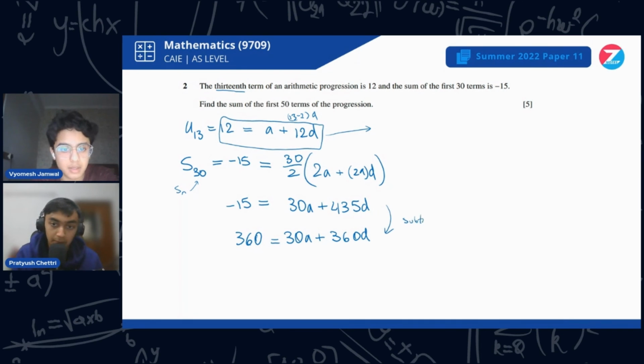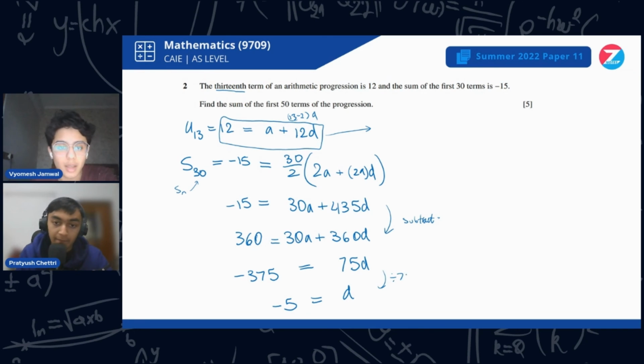And I'm going to get 75d equals to, let's see, negative 375. And so what I'm going to get for d is, just divide 75 on both sides. D is equal to minus 5.